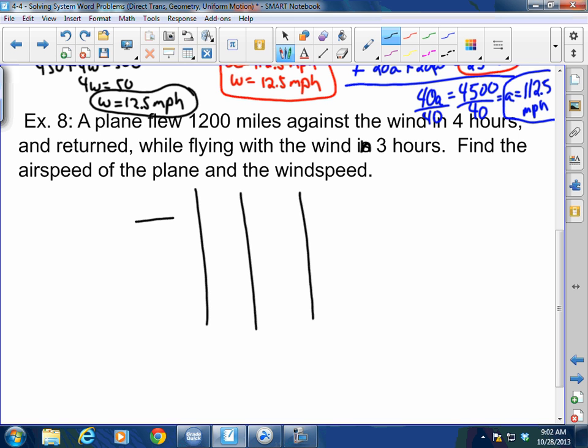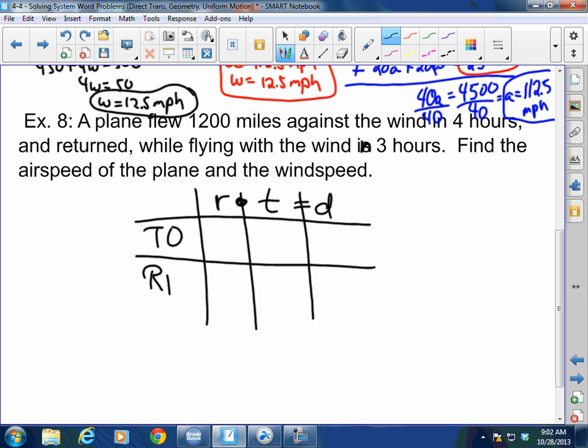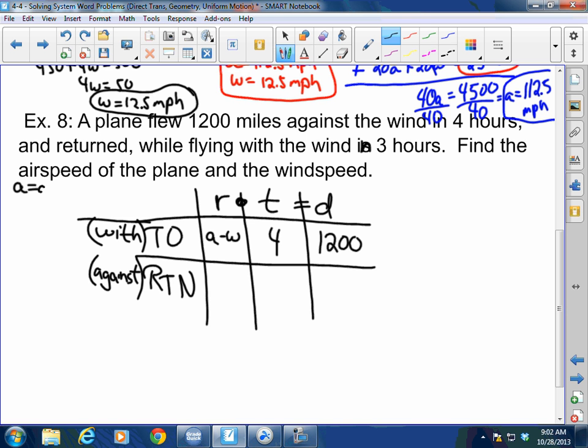Okay, sorry about that. So I have rate times time always equals distance. My event, it's a 2, and then a return again. Says here, plane flew, or you could even go with or against, right? With the wind, and then against. However you really want to set it up, it's up to you. Whatever makes sense to you, really. So a plane flew 1,200 miles against the wind in 4 hours. So that's airspeed minus wind speed, where A equals airspeed and W equals wind speed.